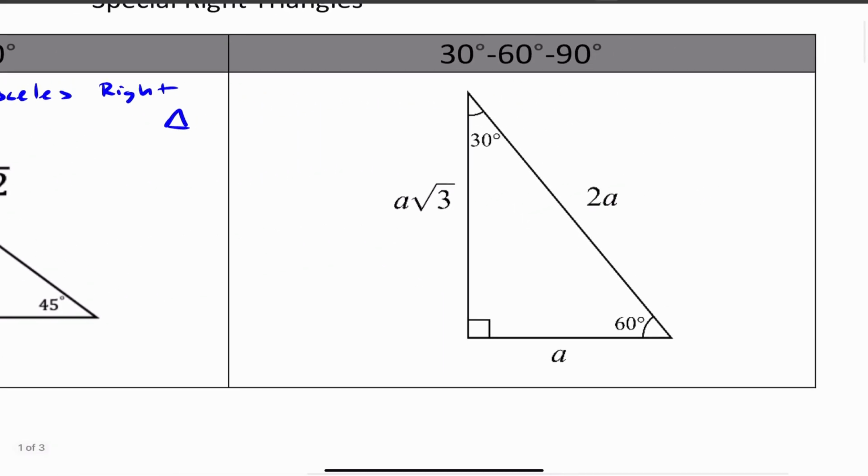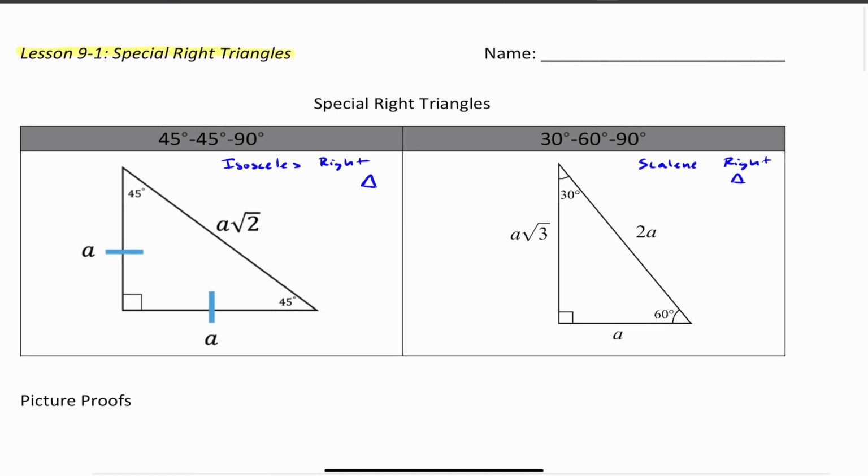Over here, this is a 30, 60, 90 triangle. This is what we call a scalene right triangle. And why is this scalene? Because none of the sides are congruent, right? None of the sides are congruent, so therefore it's scalene. But it's a right triangle because we can see that square that indicates that it's 90 degrees. So, scalene right triangle.